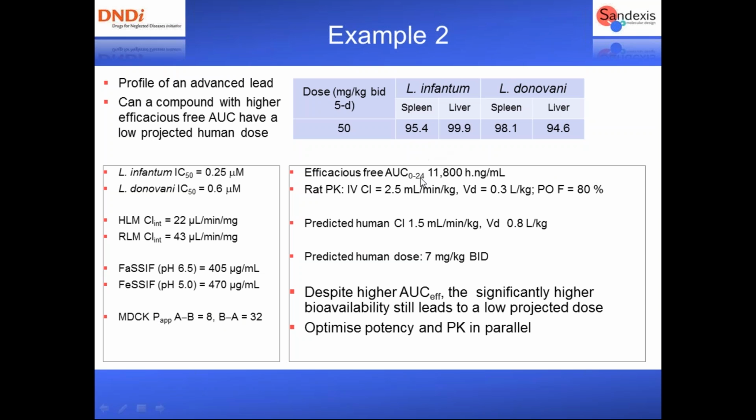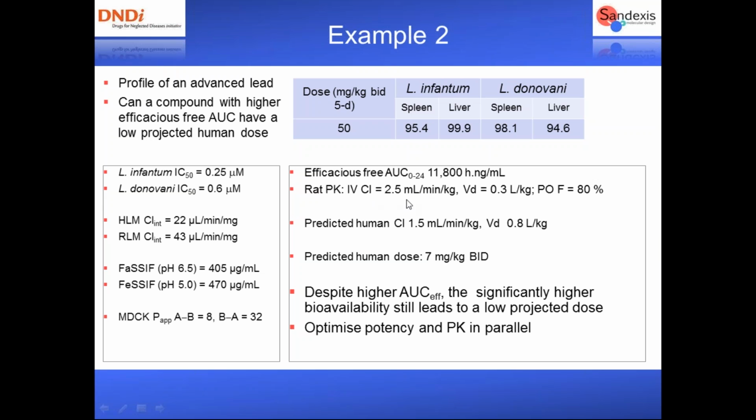And in terms of efficacy, you'll note from the previous compound that we had an efficacious AUC of around 550, and this time the value's up closer to 12,000. So the compound in vitro looks quite similar, but clearly something slightly different going on in vivo. The compound needs significantly higher free drug concentrations in vivo to work. What impact is that going to have on what we think our human dose prediction might be?